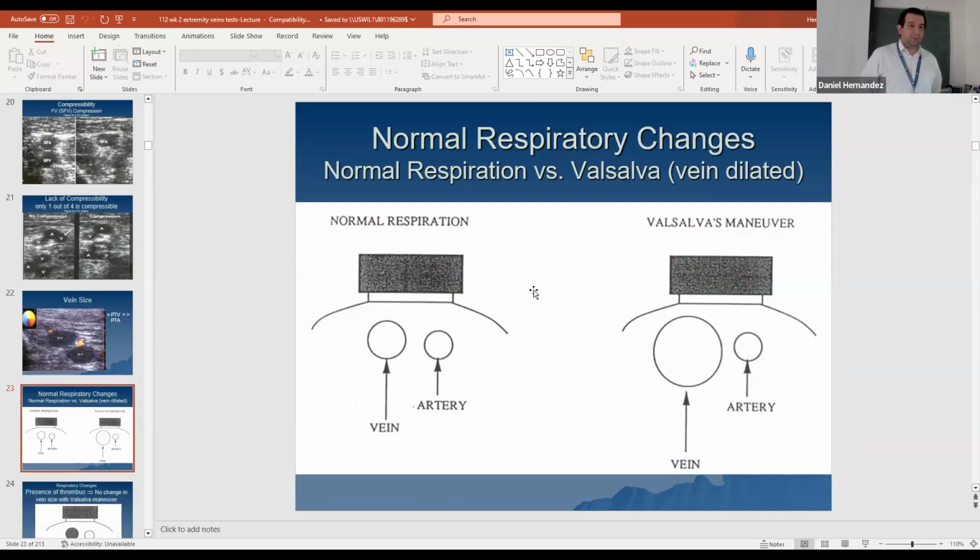Valsalva maneuver will actually dilate the vessels. So if you're having a hard time visualizing a vessel, you can have the patient potentially Valsalva and see if that causes the vessel to dilate a little bit for you to be able to visualize it.